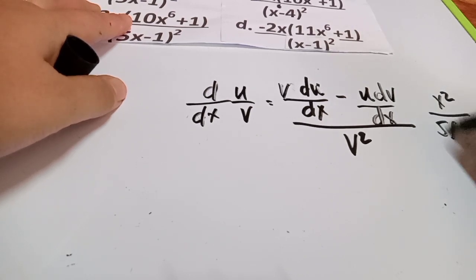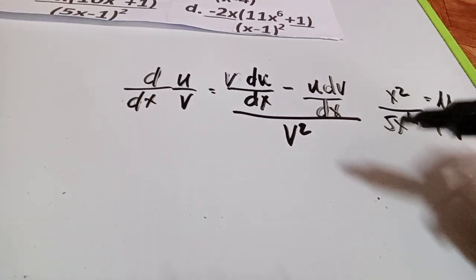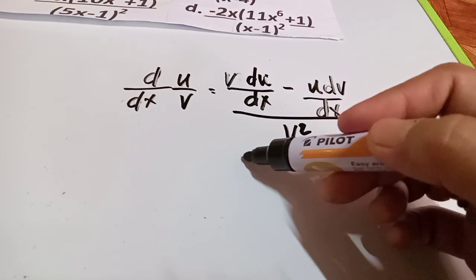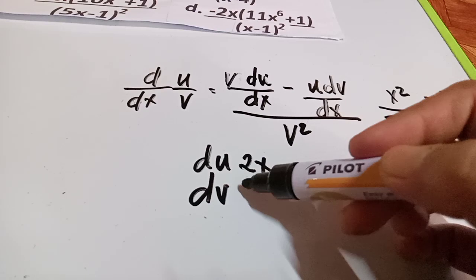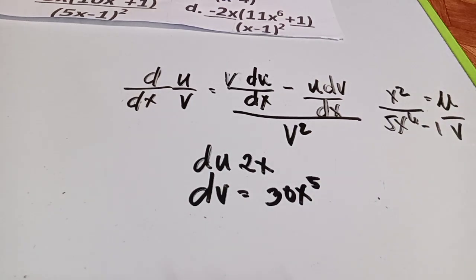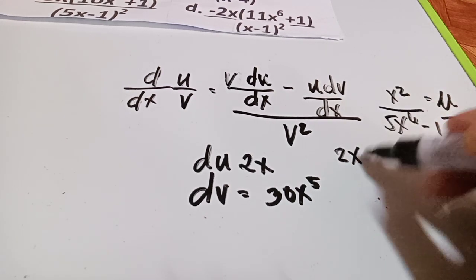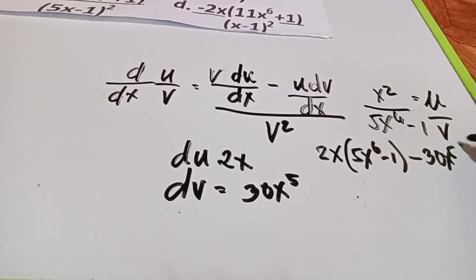Again, what is our given? x squared over 5x to the 6th power minus 1. Automatically, this is the u and this is the v. What is the derivative of u? We have 2x, so this is the du. And we have the dv, which is automatically 30x to the 5th. Am I right? So let's substitute into the formula. We have 2x multiplied by 5x to the 6th minus 1, minus 30x to the 5th.